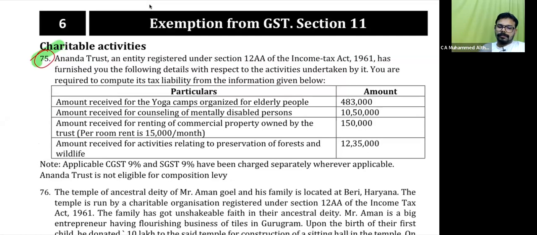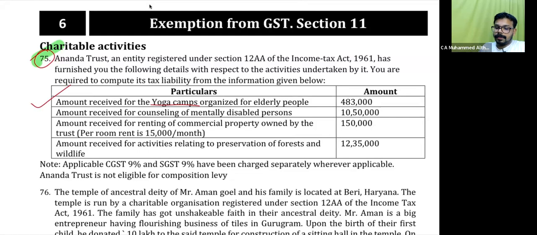So anyway, 75. Now you can just watch it because we don't have time. Tell me in each of the cases, taxable or exempted. First one, taxable or exempted? Amount received for yoga camp. Exempted, because it is a charitable activity. You have to read the definition first. Charitable activity: there you can see advancement of religion, spirituality, or yoga.